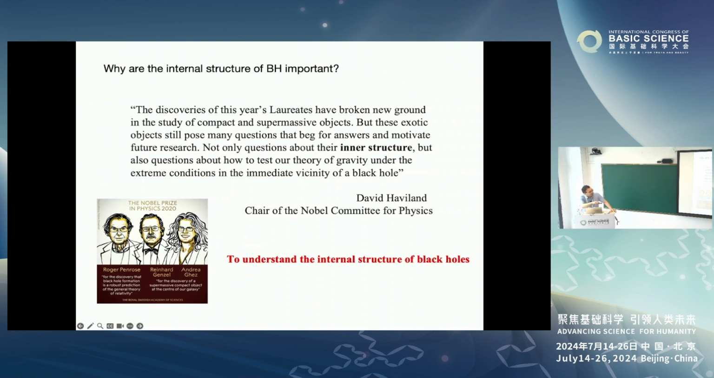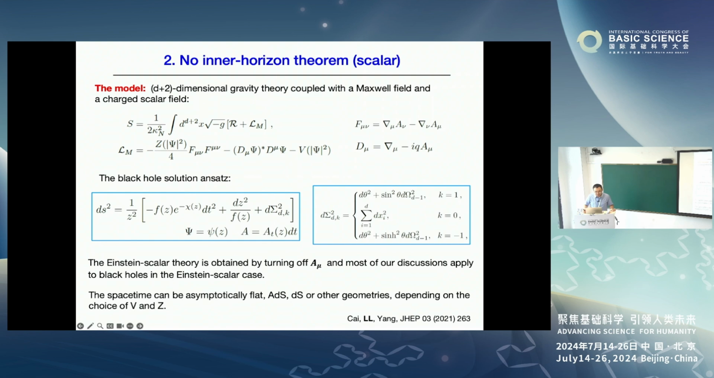In this talk, we try to show our results toward understanding the internal structure of the black hole. But I should emphasize that here we only consider the classical regime. We don't consider quantum effects. In some sense, we work in the framework of classical general relativity. Let me give you the first example, the no inner horizon theorem. As I mentioned, if there is an inner Cauchy horizon, the theory will lose its predictability. So let's consider this kind of theory.